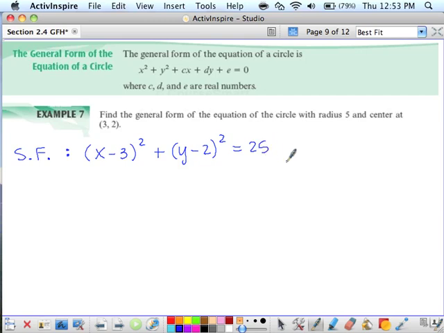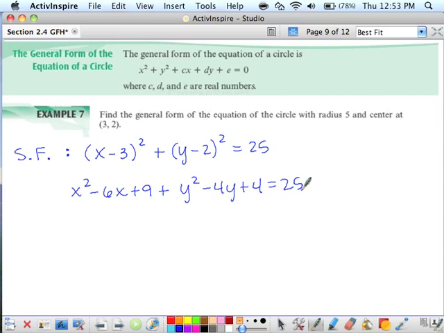From there, I need to square, double square both of those parentheses, and then I need to move the 25 over to the left. So let's start with this one. This will become x squared minus 6x plus 9 plus y squared minus 4y plus 4 equals 25. Any questions up to that point? We're good?